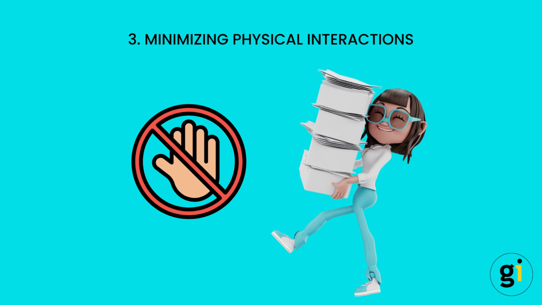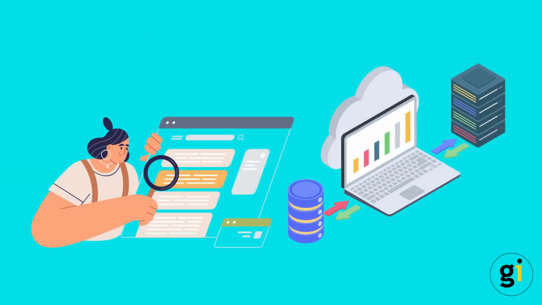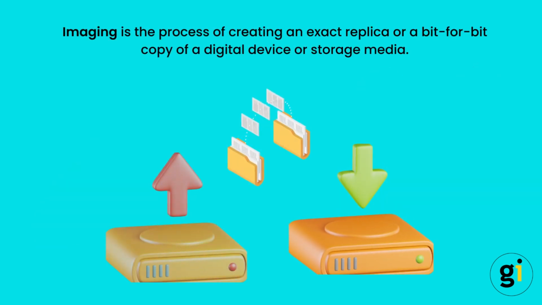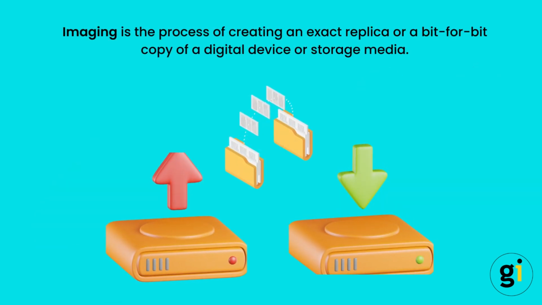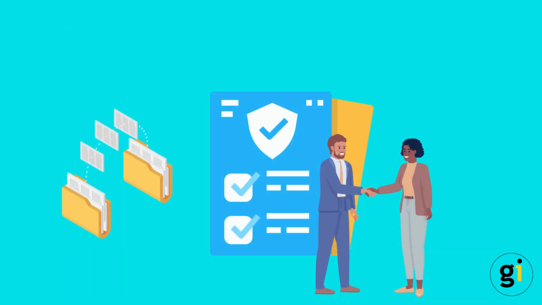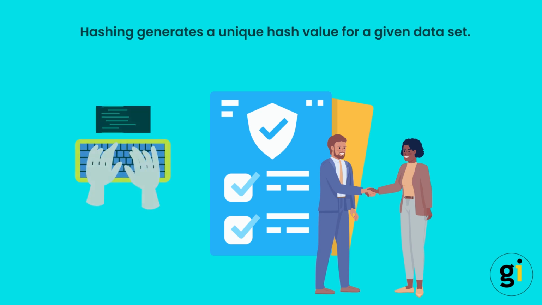Following best practices, let's explore imaging and hashing techniques used in data acquisition and preservation. Imaging is the process of creating an exact replica or a bit-for-bit copy of a digital device or storage media. This ensures the preservation of the original data while allowing investigators to work on the replicated image, minimizing the risk of data alteration. To ensure data integrity, cryptographic hash functions are used.